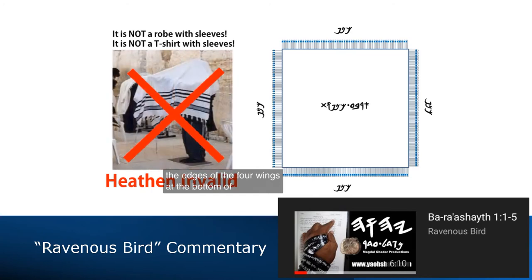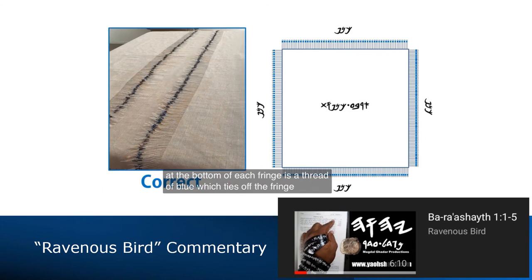"At the bottom of each fringe is a thread of blue which ties off the fringe and binds it. This band..." Okay, let's stop right there. You heard the breakdown. I showed you the word-for-word original language breakdown. Nowhere did it say that the blue or the color is supposed to tie off the fringe. This is his addition. He added to the word.